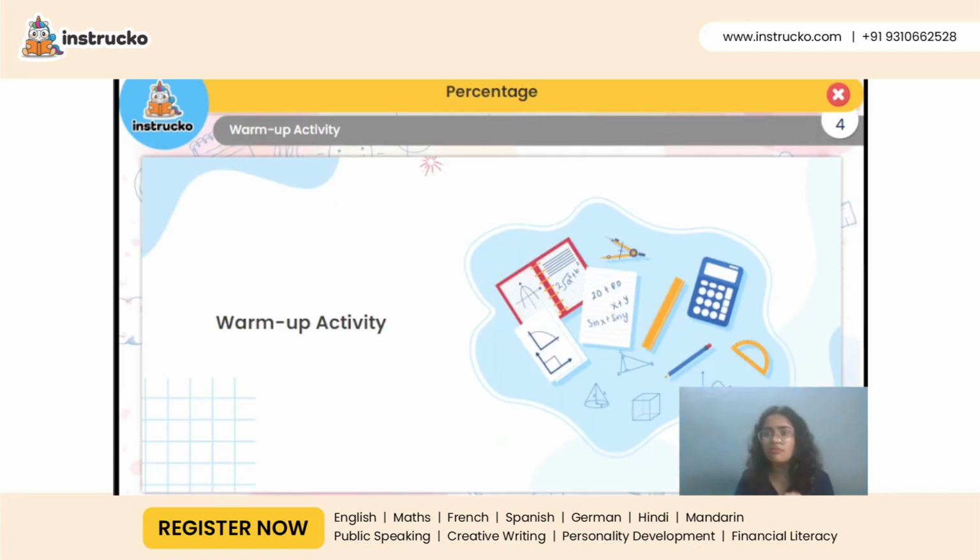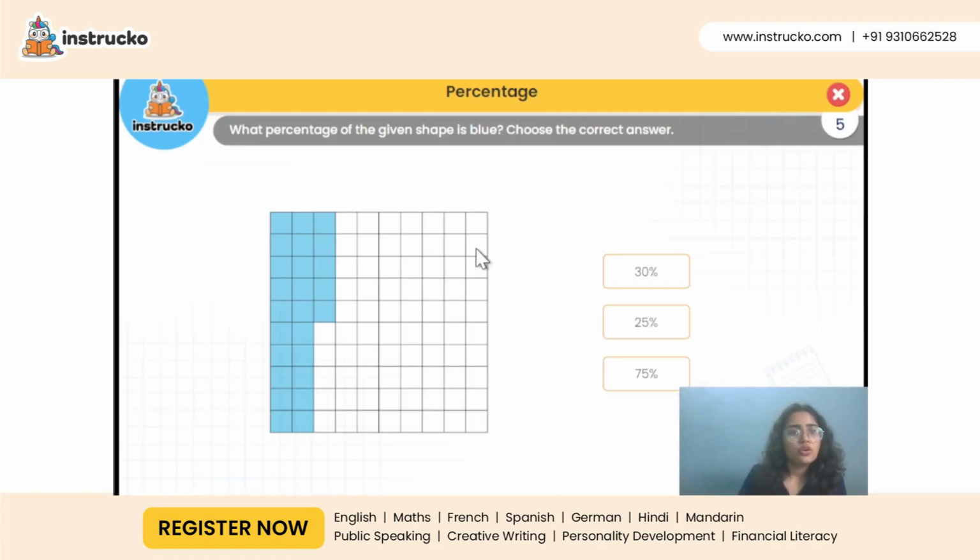So we have a small warm-up activity for you. Let's see how we do that. First one. The question says, what percentage of the given shape is blue? Choose the correct answer. Now, like I told you, percentage means out of the 100. So here, if you look closely, we have 100 boxes, and you need to tell me out of those 100 boxes, how many boxes are blue. One thing that you can do is quickly count the number of boxes. That is the easiest way for now. So let's count.